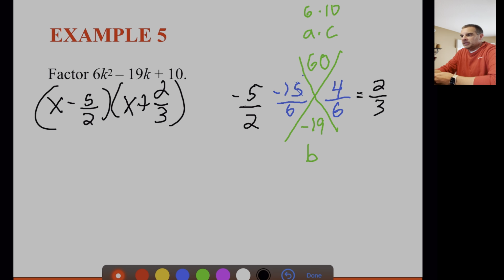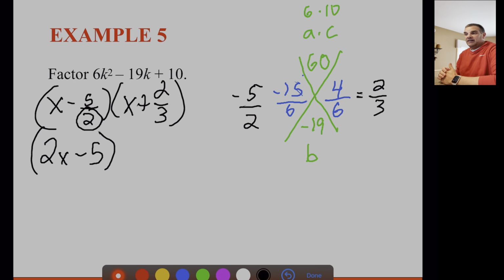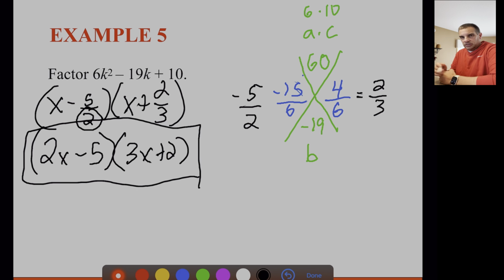What we do is the denominator goes out in front of the x value, and then we subtract the numerator because it's a subtraction sign. So x minus 5/2 can be written as 2x minus 5. The 3 is going to go out in front of the x plus 2. And this is our solution to this being factored. You only have to do this when that a value is other than 1, and you have to remember to divide that out. Because remember, if you FOIL it out, you have to have what you started with.